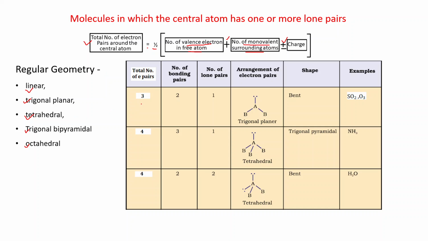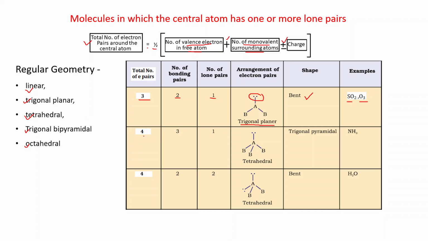If the total number of electron pairs is 3, out of these 3, 2 are bonding pairs and 1 is a lone pair, then these electron pairs will arrange in trigonal planar. But due to the presence of this lone pair of electrons, its shape becomes bent. For example, SO2 and O3.